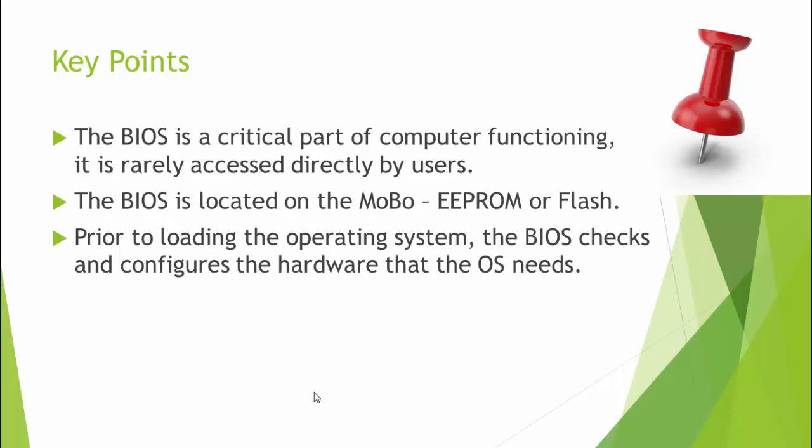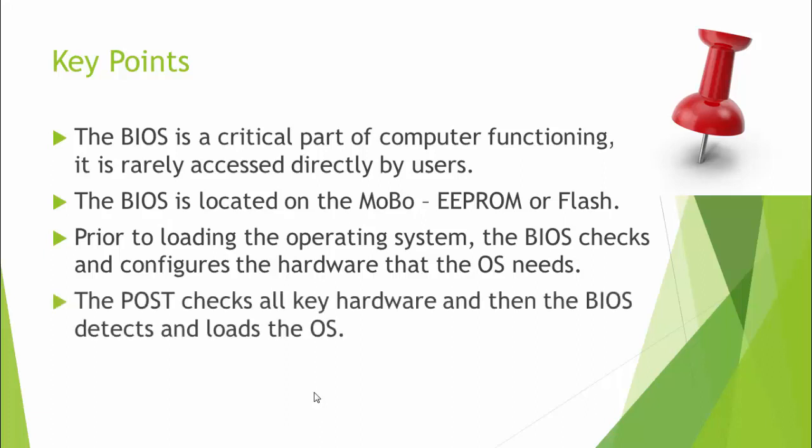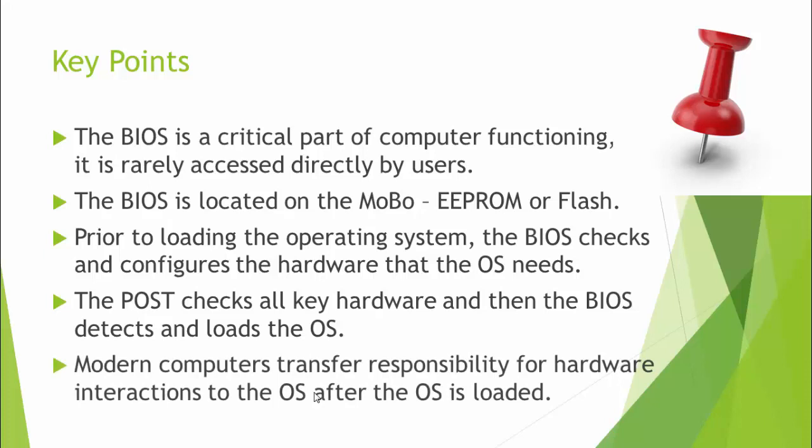Prior to loading the operating system, when we power up the computer, the BIOS goes ahead and checks and configures all the hardware that the operating system will need. The power on self-test will check all key hardware, and then the BIOS detects and loads the operating system. Modern computers will then transfer responsibility for hardware interactions to the OS as soon as the OS has been loaded.